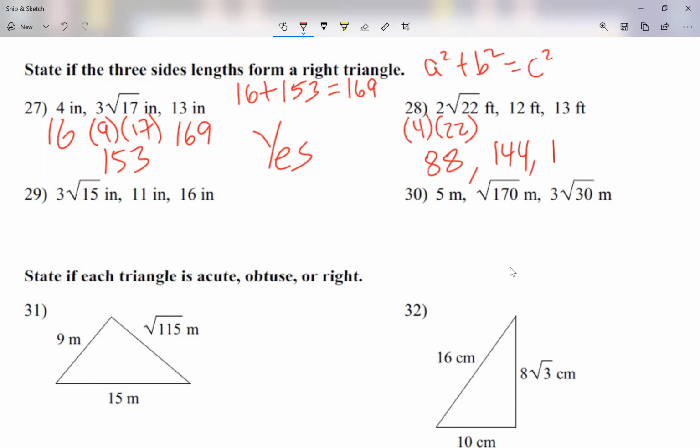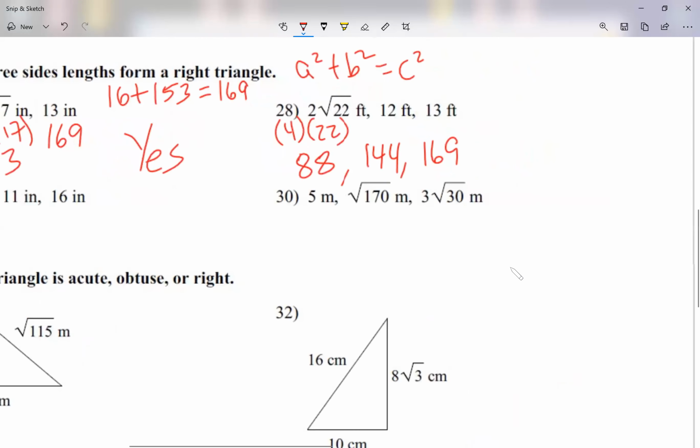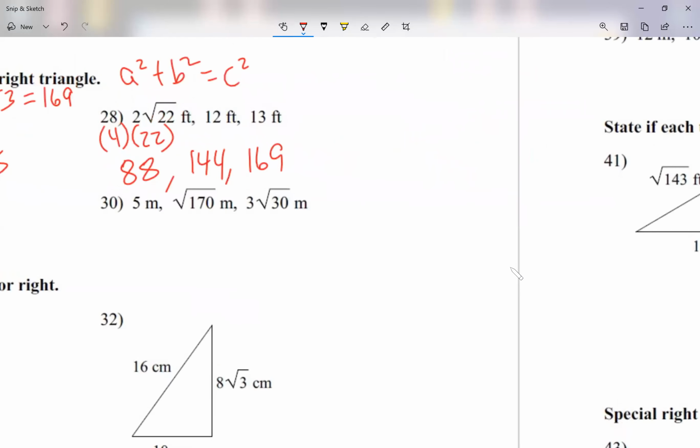13 squared is 169. So let me add the two smaller numbers. So 88, my question here is 88 plus 144, is it equal to 169? 88 plus 144 is 232, not 169. So then I'm going to say, nope, this is not a right triangle.